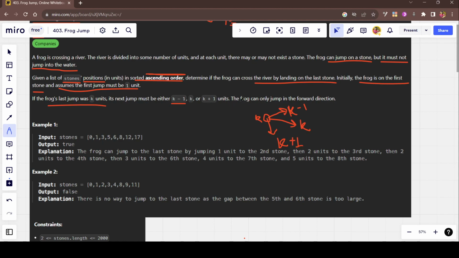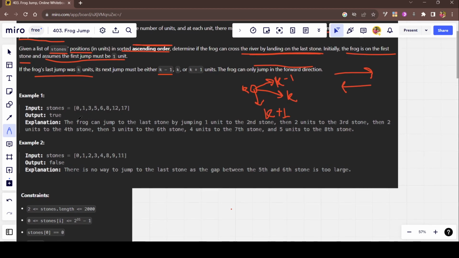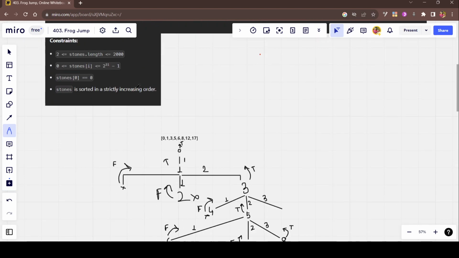Got it? And the frog can only jump in the forward direction. That means the frog will have to go in this direction only. It cannot jump in the backward direction. That has been given in the question. Okay, so we have to determine whether it is possible for the frog to land on the last stone or not. If it is possible, we have to return true. If it is not possible, we have to return false. Okay, now coming to the example, I will explain this question with an example.